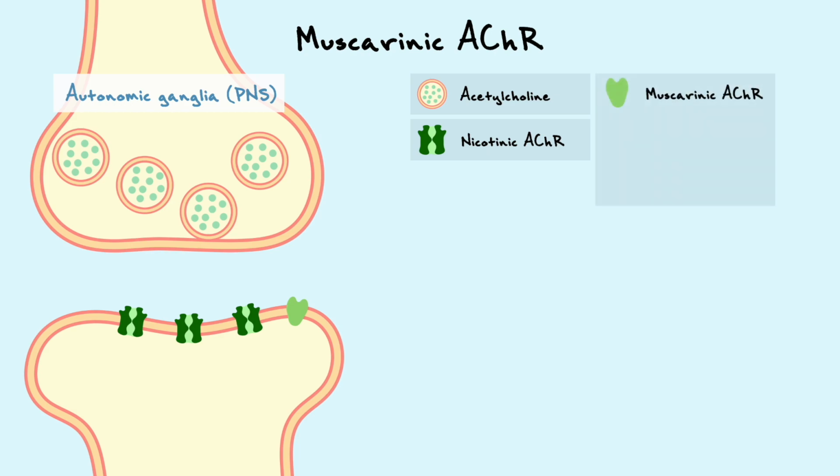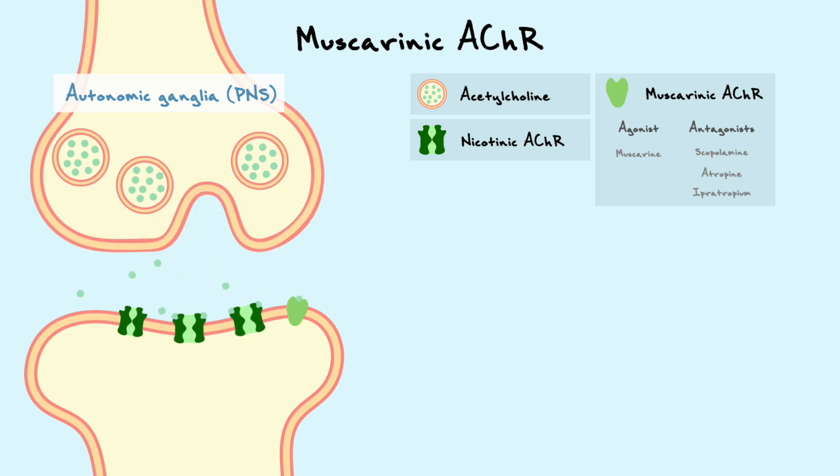First of all, just like I've explained for the nicotinic acetylcholine receptor, the muscarinic acetylcholine receptor is called that way because muscarine, a chemical made from certain mushrooms, can bind to the receptor and open it. For that reason, muscarine is referred to as an agonist. This receptor also has antagonists, such as scopolamine, atropine, and ipratropium, that are able to bind to the receptor but not activate it.